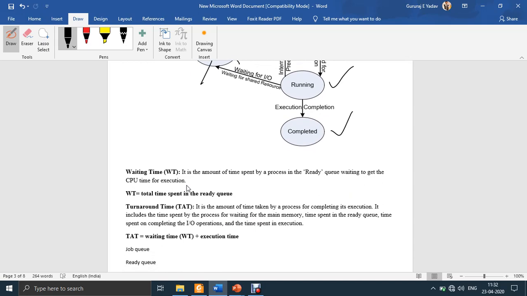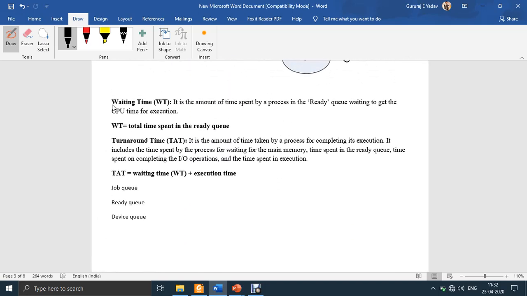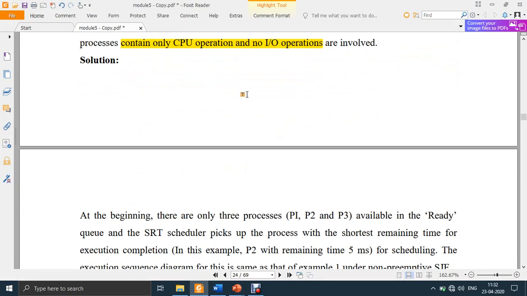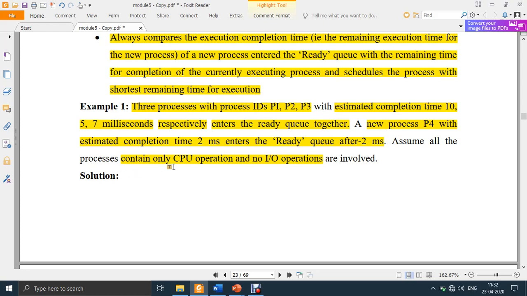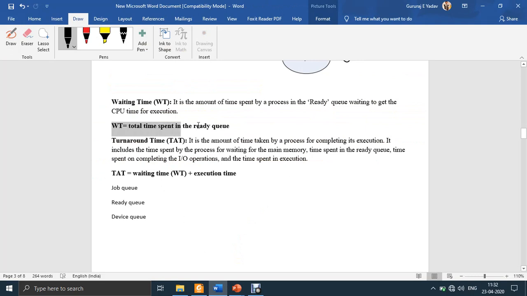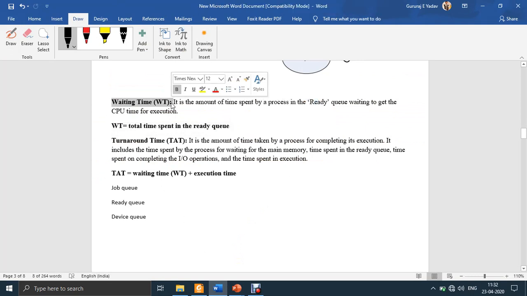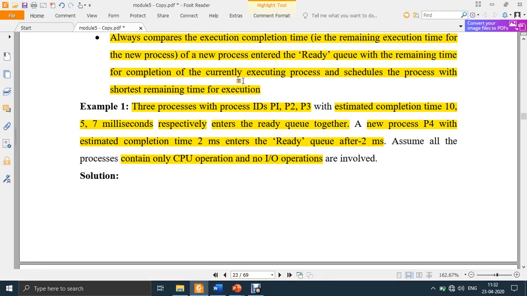So again we'll go through these definitions here. What do you mean by waiting time? What do you mean by turnaround time? After this, this is the example. What we have to find out is the waiting time and turnaround time for each process, and then the average waiting time and average turnaround time for all the processes for that example.